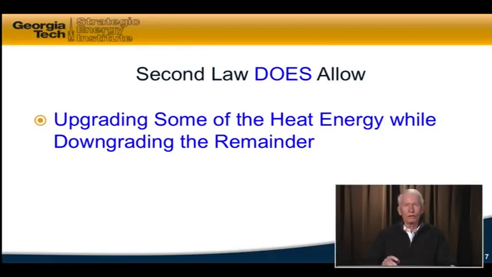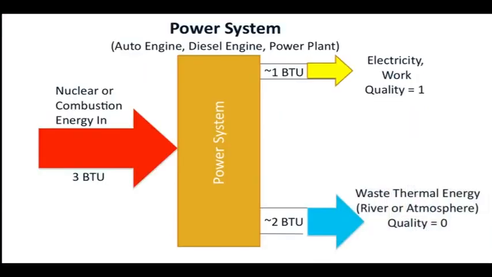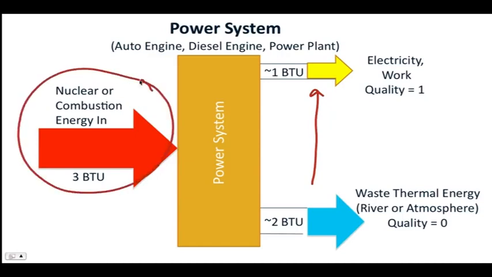So you say, well, how do we get thermal energy converted to electricity? Well, what the second law does allow is upgrading some of the thermal or heat energy while downgrading the remainder, which is exactly what a power plant does. So here again, a similar diagram where the higher quality is on the vertical scale, and we have combustion energy or nuclear reaction from uranium that produces thermal energy, and we put it into a power plant. I've taken an example here of 3 units of energy, or 3 BTUs, 3 kilojoules, take whatever unit you want. I've taken BTUs here, could be million BTUs. And we put it through a power system.